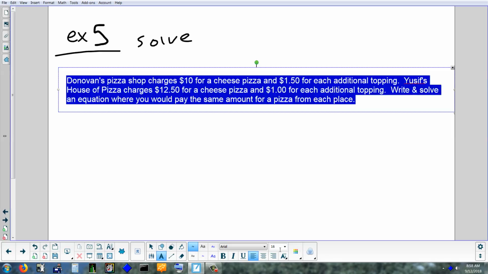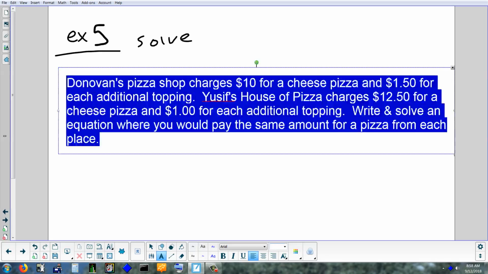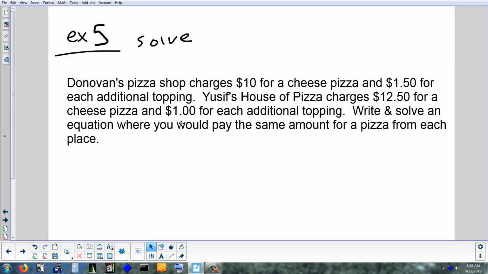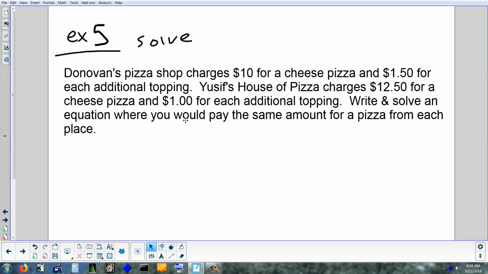So Donovan's Pizza charges $10 for cheese pizza and $1.50 for each additional topping. Yusuf's House of Pizza charges $12.50 for a cheese pizza and $1 for each additional topping. Write and solve an equation where you would pay the same amount for a pizza from each place. Okay. So let's look at Donovan's first.